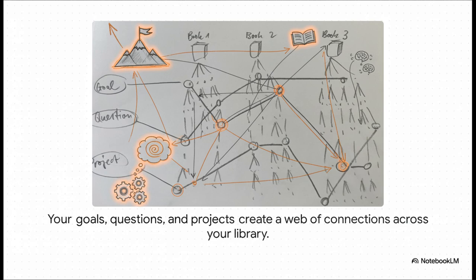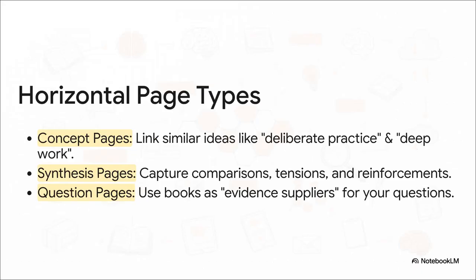Remember that super complicated diagram from the beginning? Well, this shows you what's really going on. These connections between books, they're not random. They are intelligently woven together based on what you actually care about. Your goals, your questions, your projects. So what do these connections actually look like?